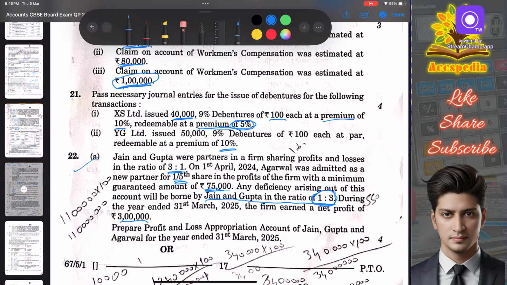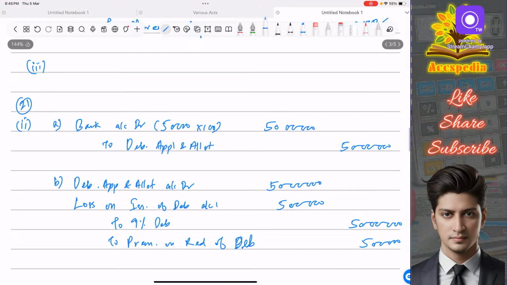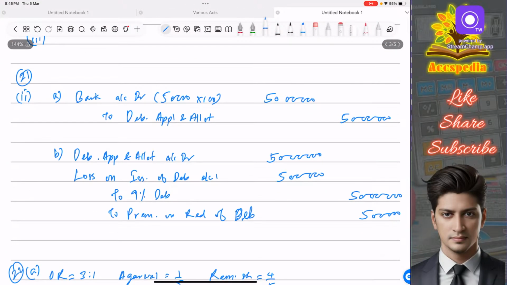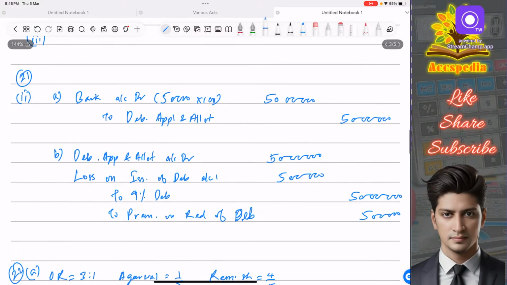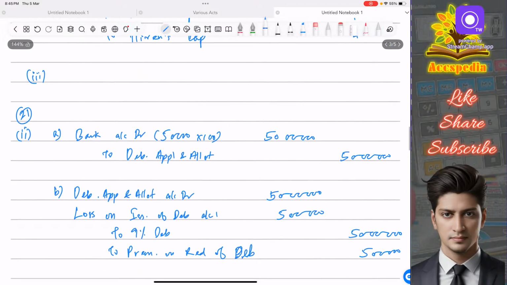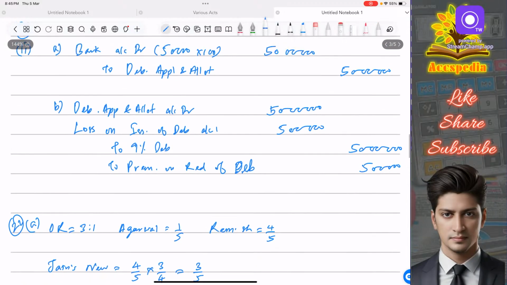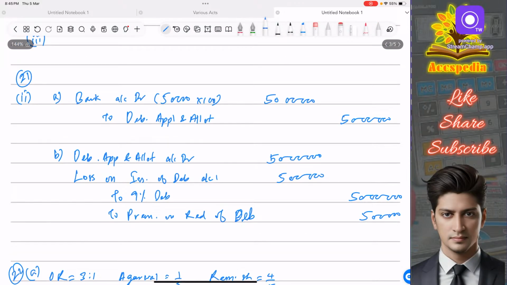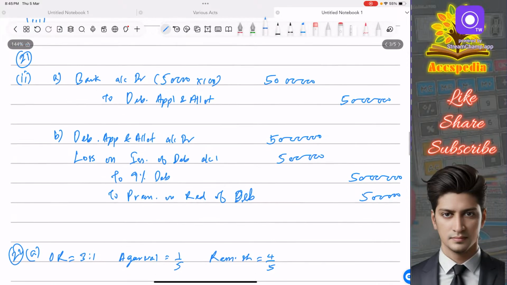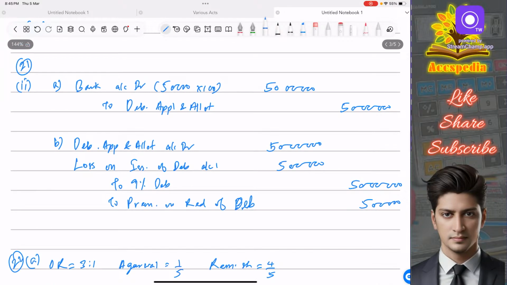In 21 we have two cases of issue of debentures. In case 1, I think I rubbed out that case 1 and I replaced it with this one. Okay, big mistake because it was not recorded. I wrote case 1 and then I rubbed out case 1 and I wrote case 2 on it. So because of it, this is case 2.